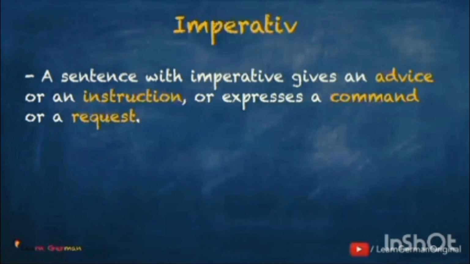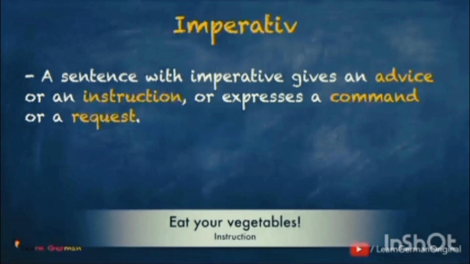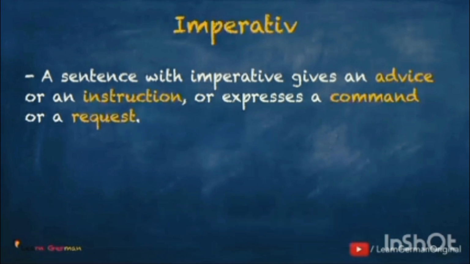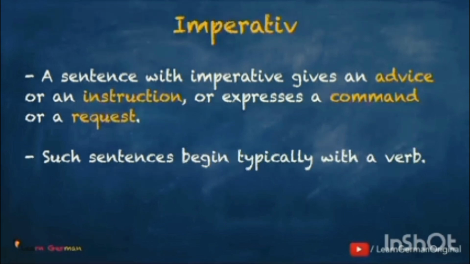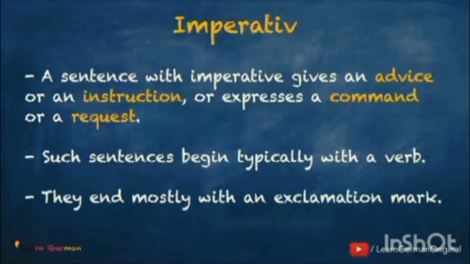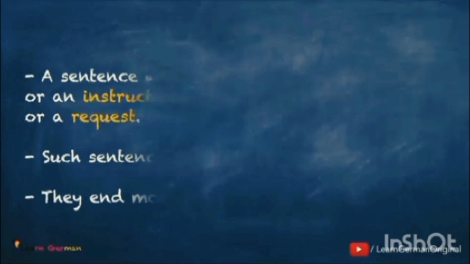Here are a few examples of sentences in English. Drive carefully. Eat your vegetables. Close the door. Please listen to me. These are a few examples in English using imperative. Such sentences typically begin with a verb, and they end mostly with an exclamation mark.